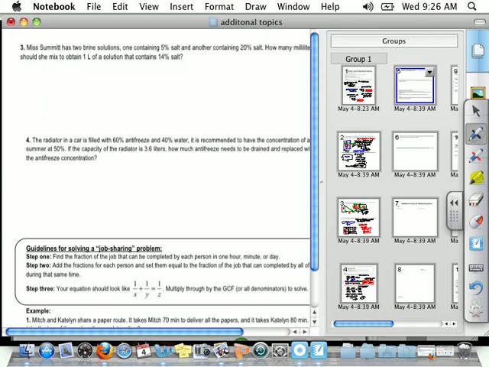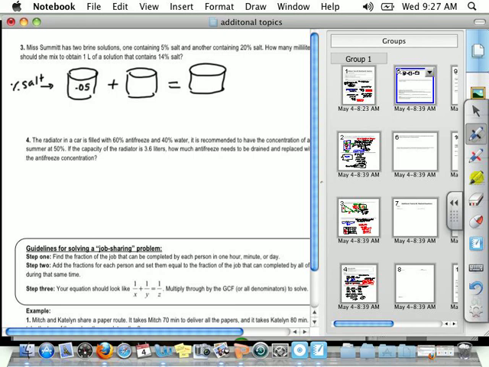Okay, Miss Summit has 2 brine solutions, one containing 5% salt and another containing 20% salt. How many milliliters should she mix to obtain 1 liter of a solution that contains 14% salt? Okay, so inside the buckets is your percent salt. So in the last one, it was the percent pure fruit juice. So inside the bucket, I have 5% salt, so 0.05, not 0.5. 20% salt, I'm getting a mixture that's 14%. So those are my numbers inside.